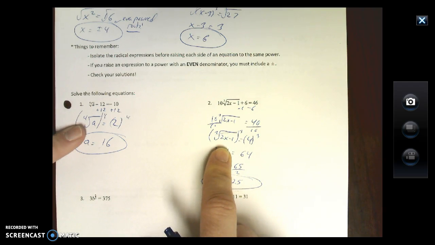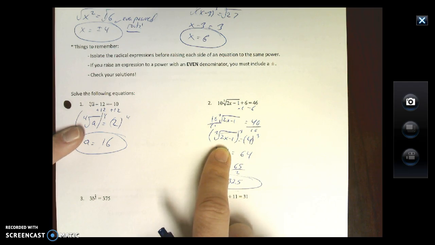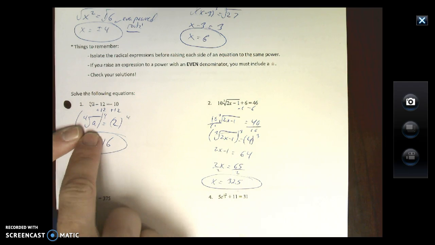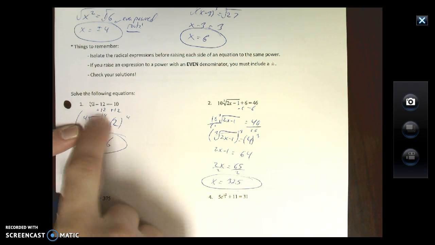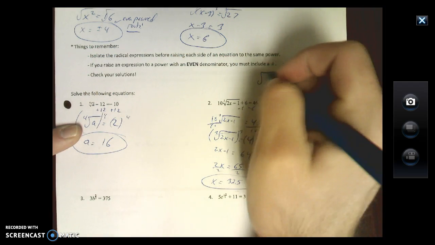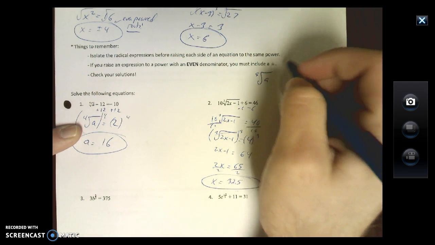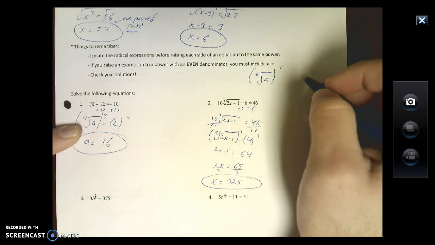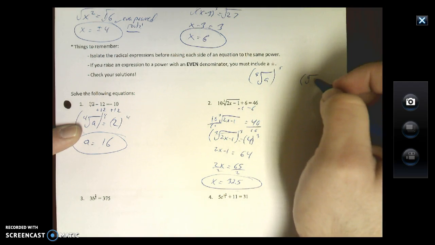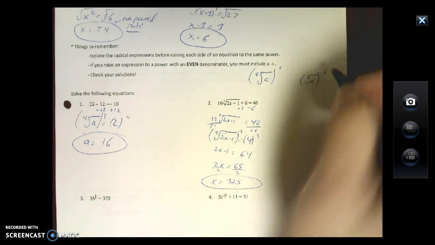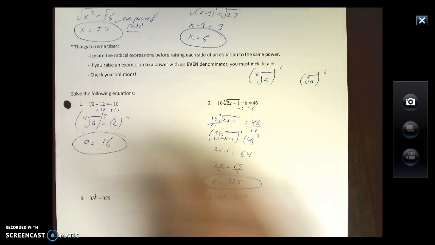you guys don't get what I'm doing here, just pop up to my desk real quick and I'll explain it to you. All I'm saying is, you have to know that there's inverse operations. So the 4th root of a, to get rid of the 4th root, I raise to the 4th power. To get rid of the 5th root of a, I have to raise it to the 5th power. To get rid of the 6th root of a, I have to raise it to the 6th power. That's all I'm doing. It's just they're opposite each other.